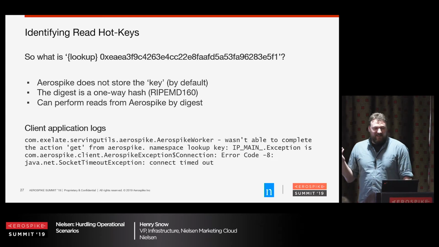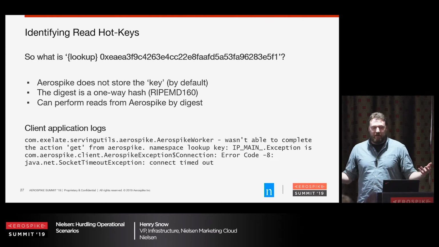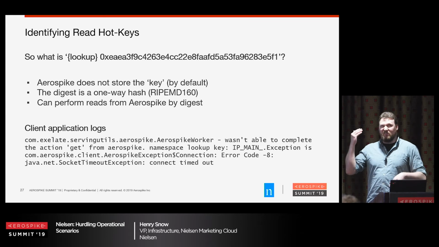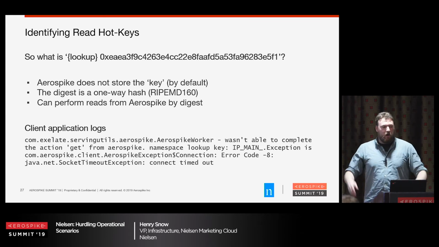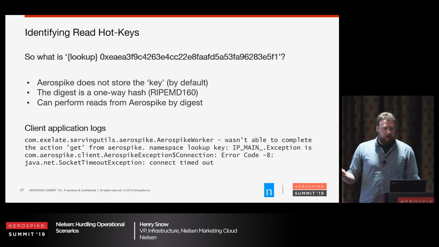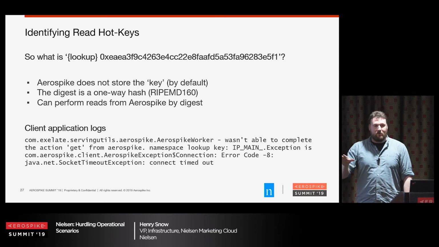So what is this? Digests are a RIPEMD-160 hash. So basically it's a hash of your namespace name plus your set name plus your key name, I think. And it's a one-way hash, so you can't reverse it easily. So you have to go and figure out what this is. You can do reads based off of this digest. You can say, give me the data that's at this digest.